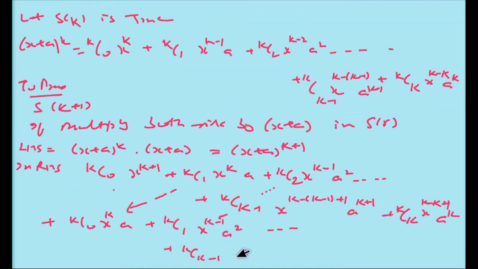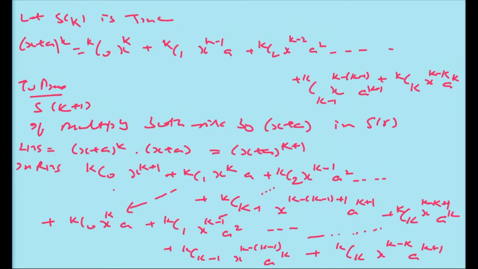Similarly, we find the next term: kC(k minus 1) x to the power k minus 1 a to the power k minus k. At the last we get kCk x to the power k minus k a to the power k plus 1. We add this term to this term, this term to this term, and so on, and the last term is left as it is.